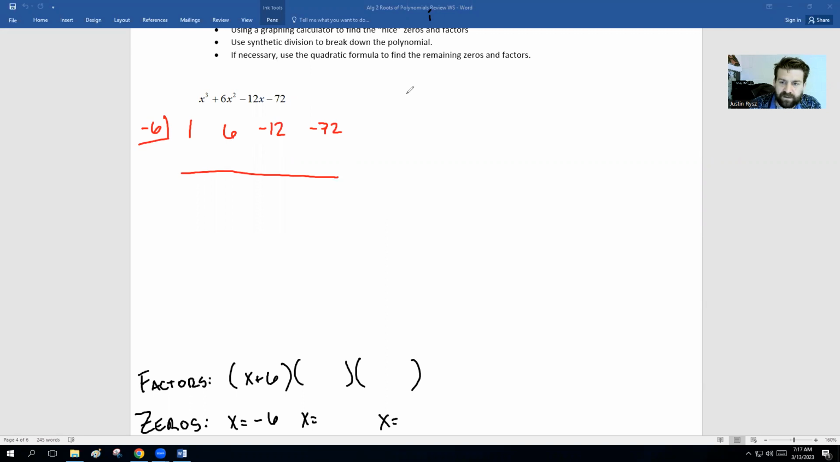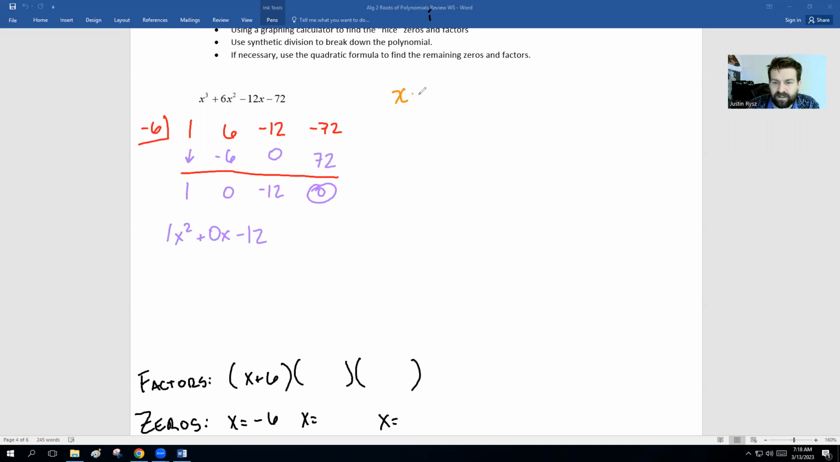Okay, we're probably going to get a very similar type of problem here. Drop down the 1. 1 times negative 6 is negative 6. If we add that to 6, we get 0. 0 times negative 6 is 0. If we add that to negative 12, we get negative 12. Negative 12 times negative 6 is a positive 72. It means we get 0 remaining. So this is 1x squared plus 0x minus 12.